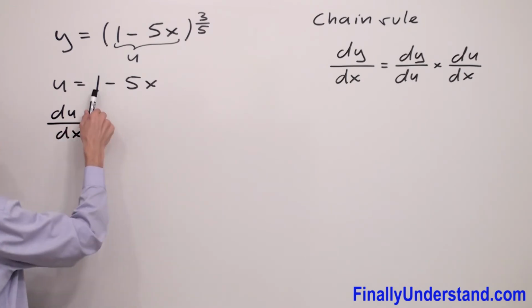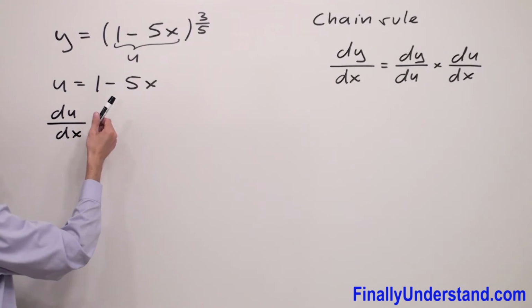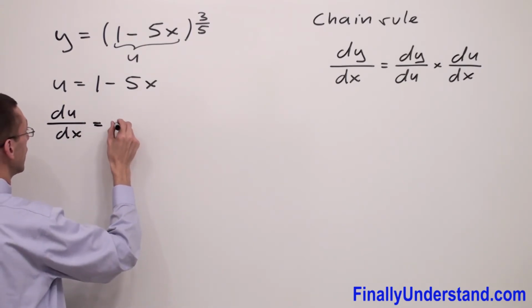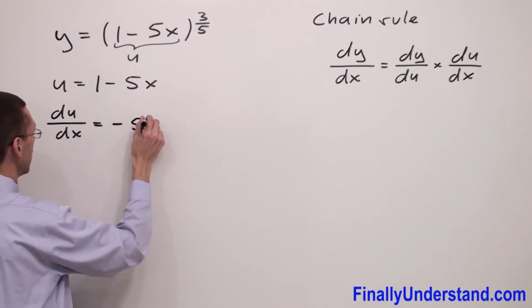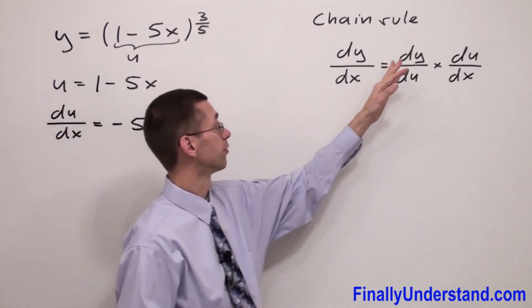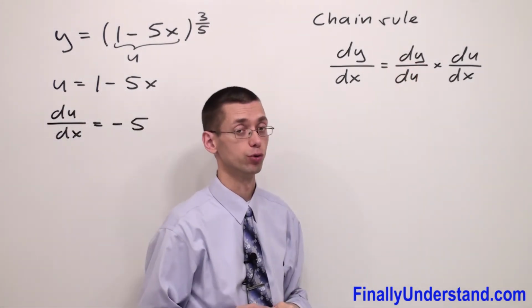And this is equal, derivative of constant is equal 0, derivative of negative 5x is equal negative 5. Okay? Next, we're supposed to find the derivative of y with respect to u.